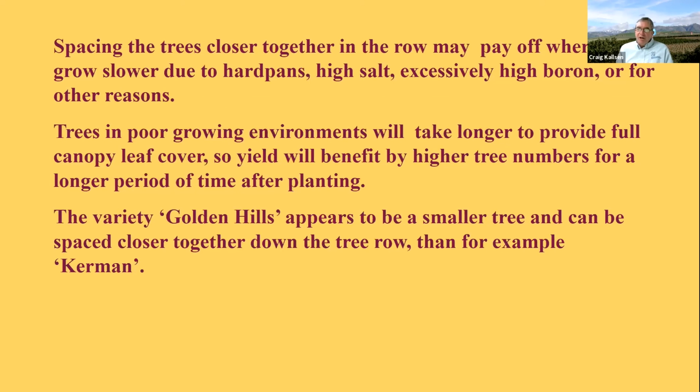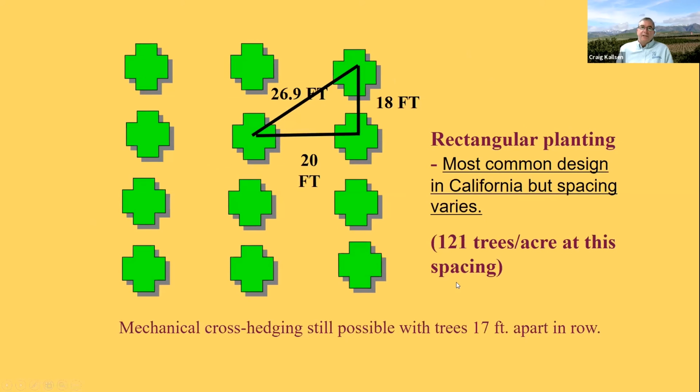For example, the variety Golden Hills appears to be a smaller tree and can be spaced closer together down the tree row than, for example, Kerman. So we have two issues. If we have poor soils, we can probably put the trees closer together because they can take a long time to grow with high salt water and high salt soil. And a variety like Golden Hills, because it has more upright growth, may be amenable to closer spacing.